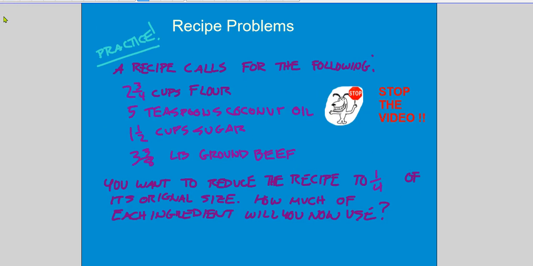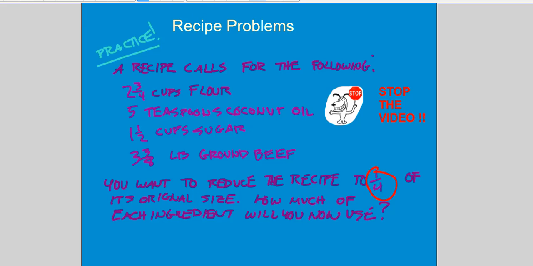And here's a practice question for you. A recipe calls for the following: 2 3/4 cups flour, 5 teaspoons coconut oil, 1 1/2 cups sugar, 3 3/8 pounds ground beef. We want to reduce the recipe to 1/4 of its original size. How much of each ingredient will you use? So stop the video, work the problem, see if you agree with what I got.